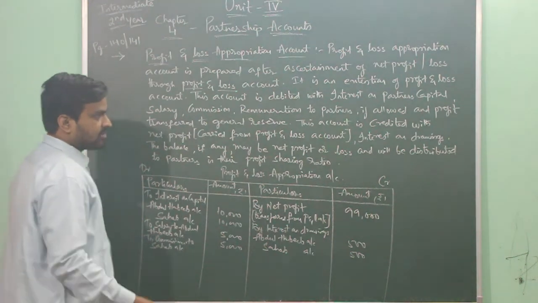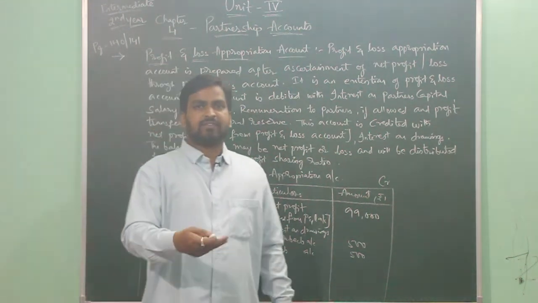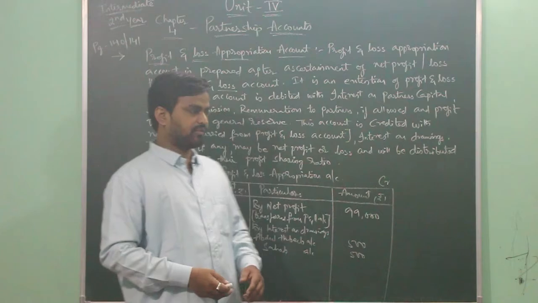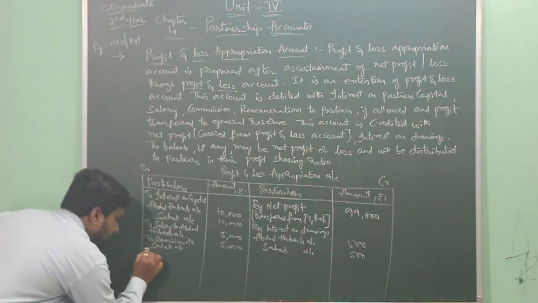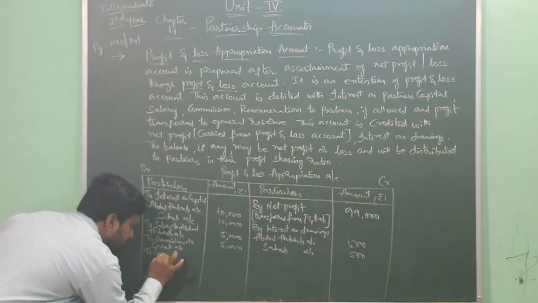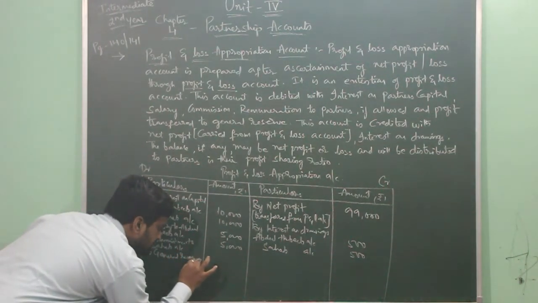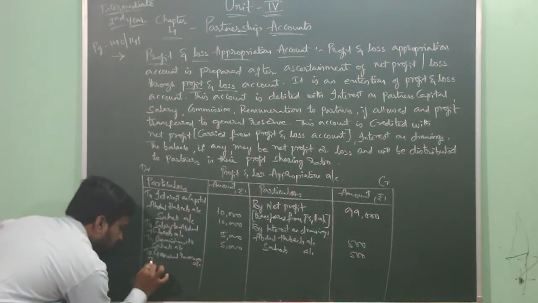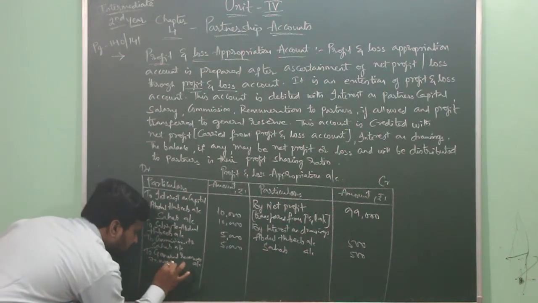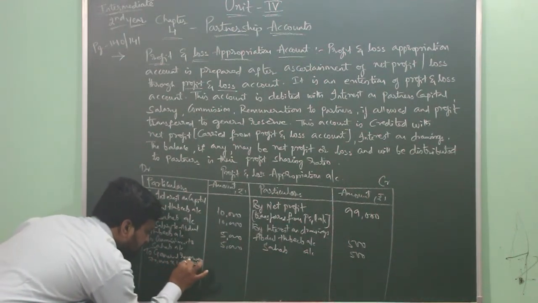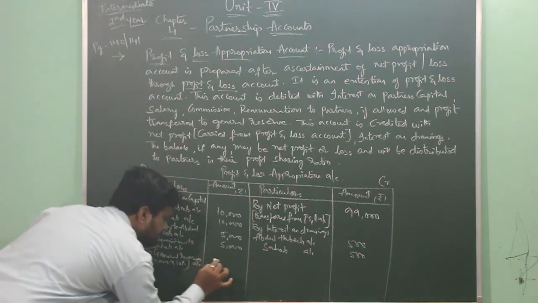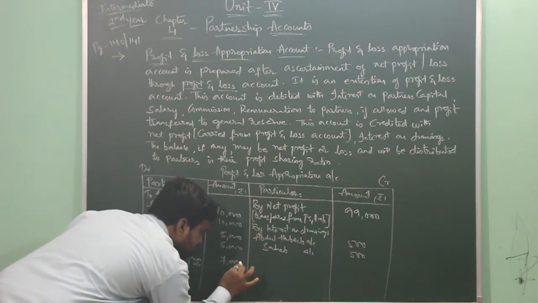And from that 70,000, if we are transferring 10% of profit to general reserves, then it will be written here as to general reserves, to general reserves account. So the profit which is left out is 70,000 and 10% of it is being transferred to general reserves. So 10% of 70,000 will be 7,000.